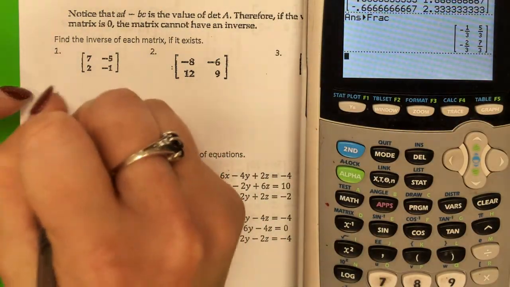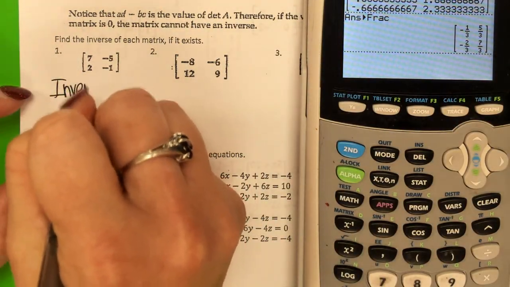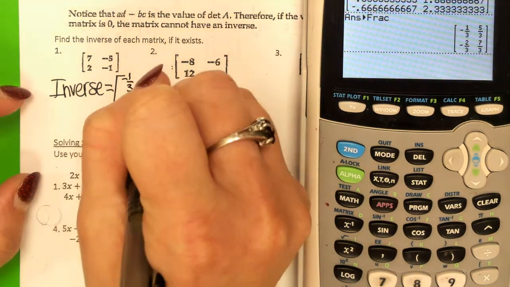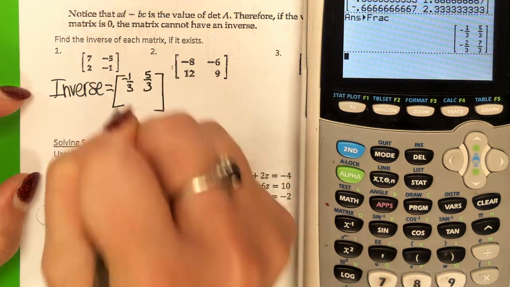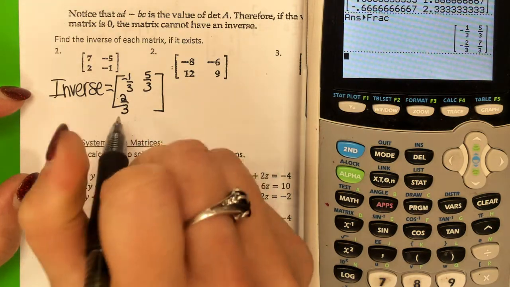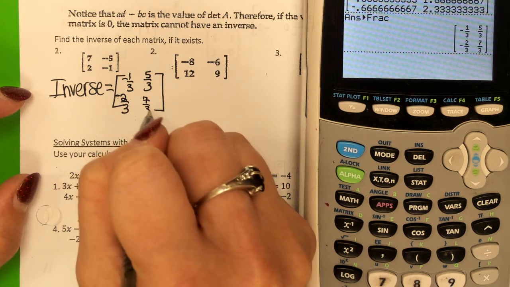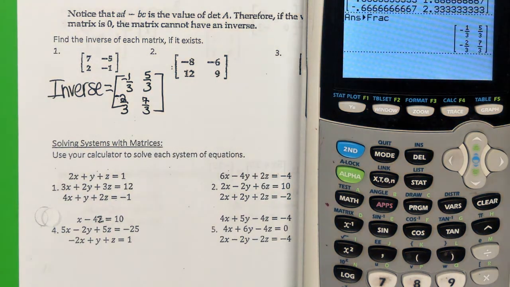So we're going to write inverse equals negative 1/3, 5/3, negative 2/3, and 7/3. Be thankful you have a calculator because it is not fun to do by hand.